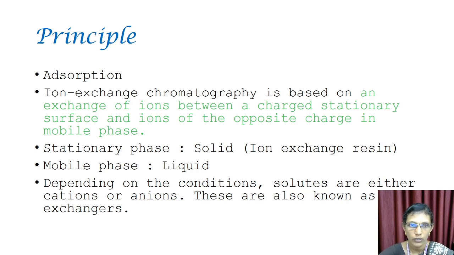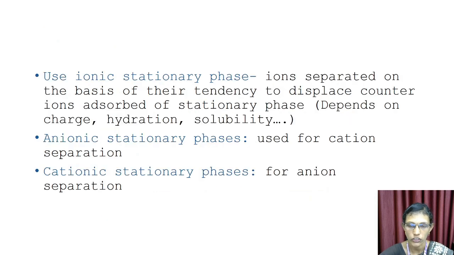It is based on the exchange of ions between the charged stationary surface and the ions of the opposite charge in the mobile phase. Here the stationary phase acts as a solid containing the ion exchange resins, and in the mobile phase, solvents or liquids are mostly used. Depending on the conditions, the solutes are either cations or anions, so these are known as ion exchangers.